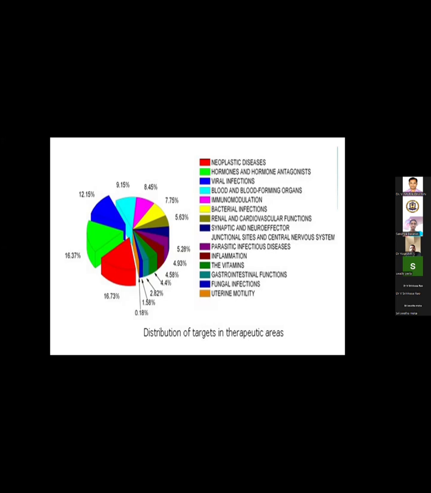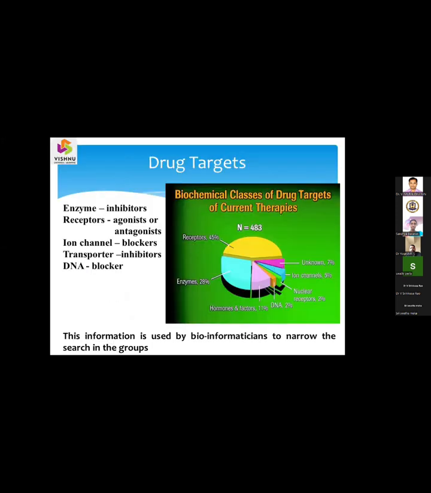That is in compact. When the distribution of the targets is biochemical, we can see the major portion is enzymes, but here the major portion is the neoplastic diseases. But nowadays, for the drug targets in the current therapies, you can see the major portion is occupied by the receptor, which is 45%. But in older days, the major portion was occupied by the enzymes, which was 77%, but now it is only 28%. So by using this computer-aided drug design, the major site of our target is receptors.